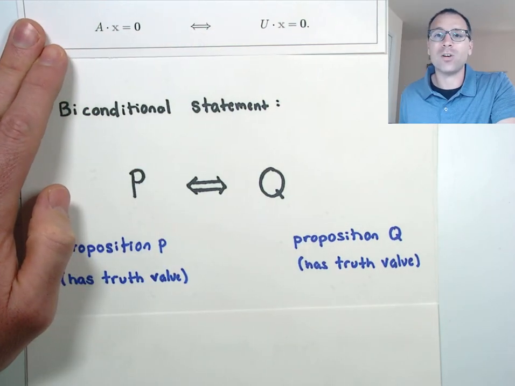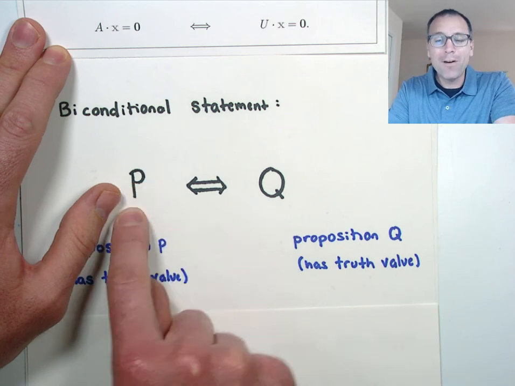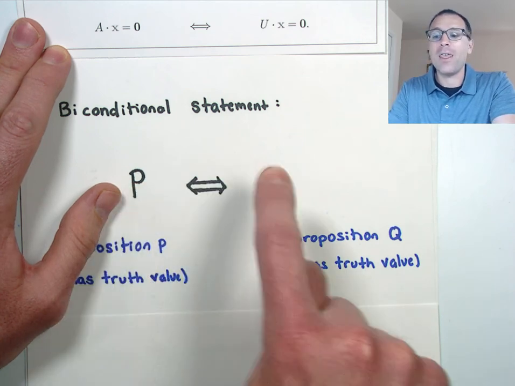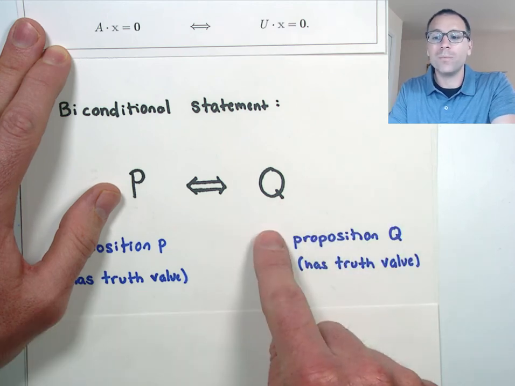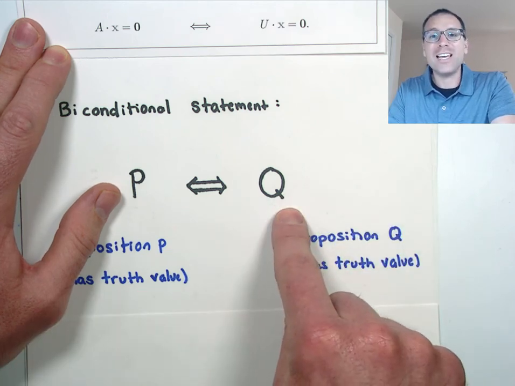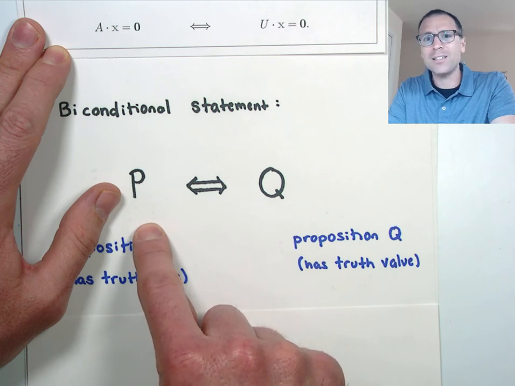Not all statements are like this. For example, here is a conditional statement that only goes one way. If I live in California, then I live in the United States. The reverse is not true. If I live in the United States, then I live in California. You didn't say the magic word.